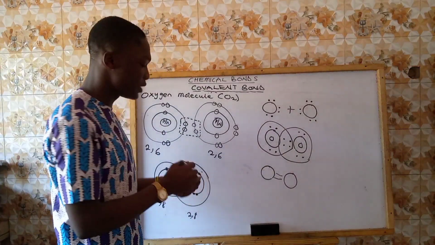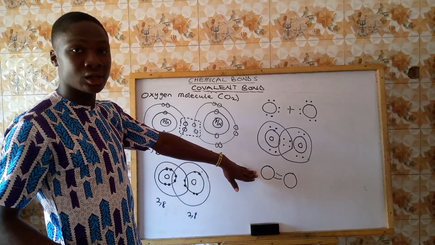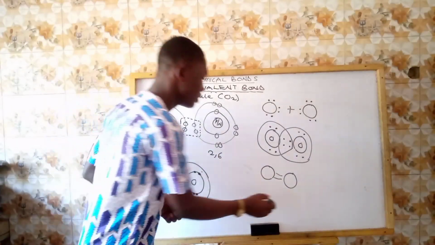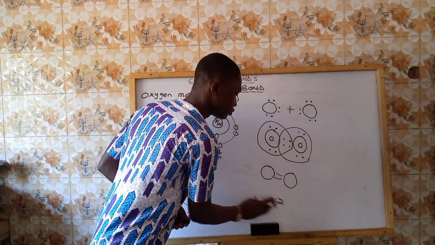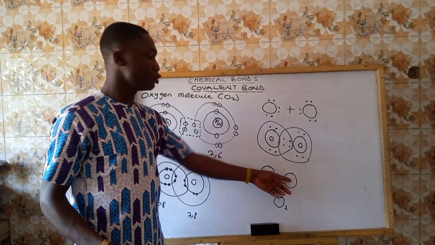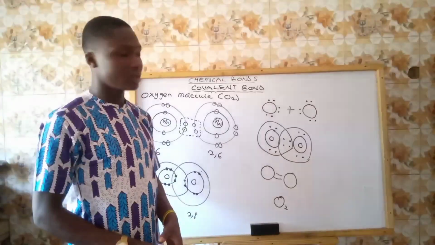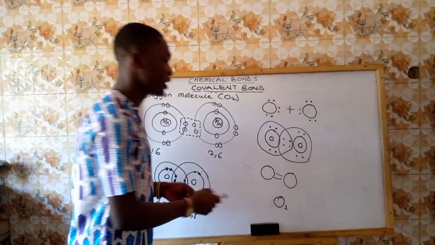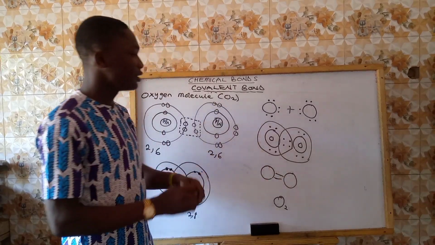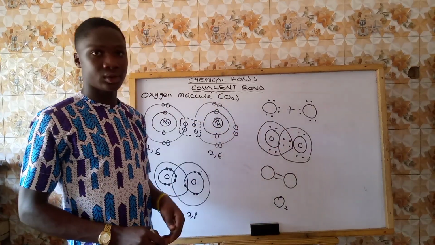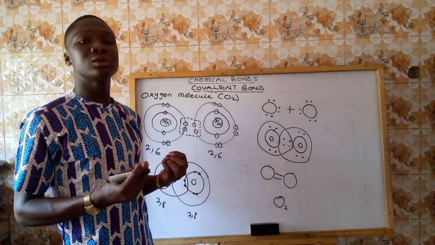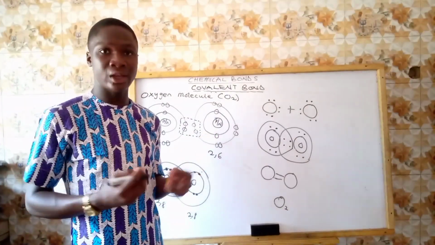So this is why we get the structure of oxygen, or the symbol of oxygen, to be O2, because it has two atoms of oxygen. Now you have a double covalent bond, since we have 2 shared pairs of electrons. So now this is how atoms form bonds by sharing electrons.